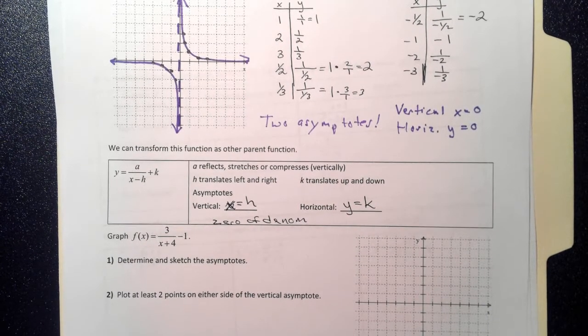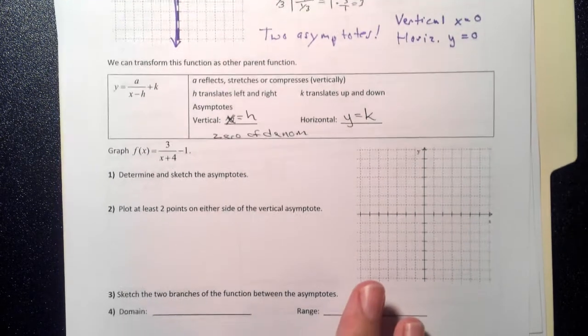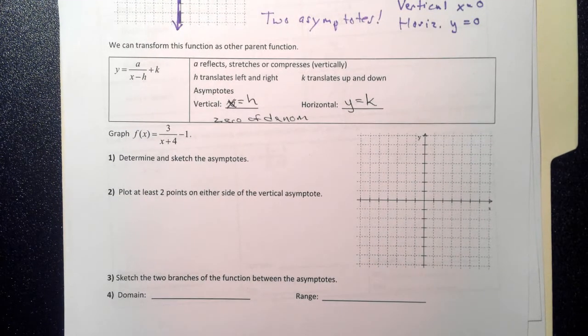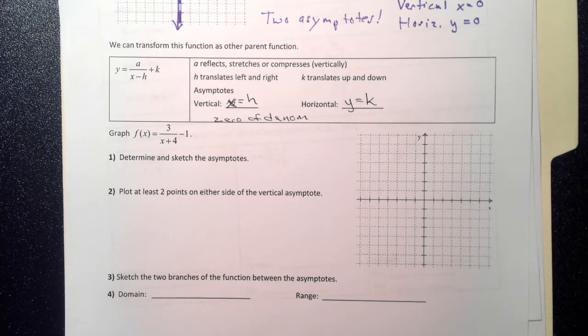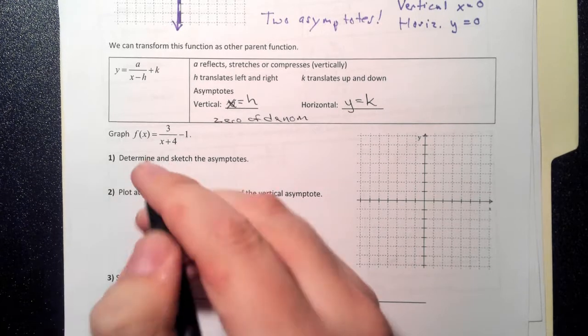Okay. All right, so what if I tried to graph something in the same family, but with translations? Let's take a look at an example like that. Here, I see f of x equals 3 over x plus 4 minus 1. I want to determine and sketch the asymptotes. That will be my first step.